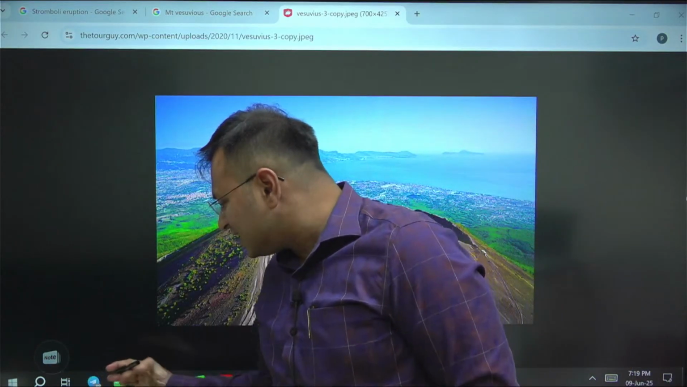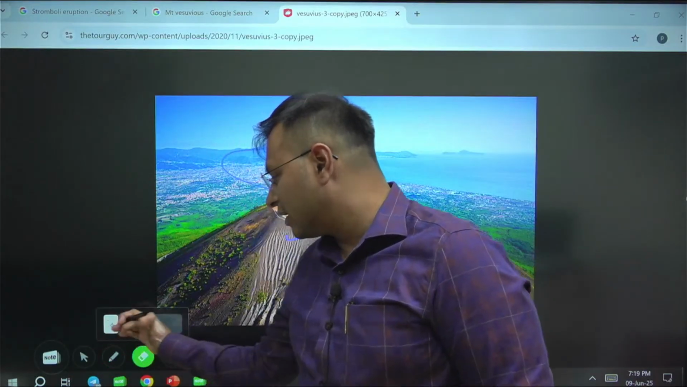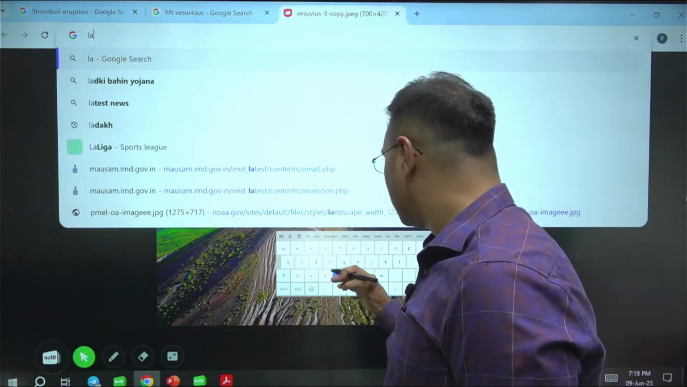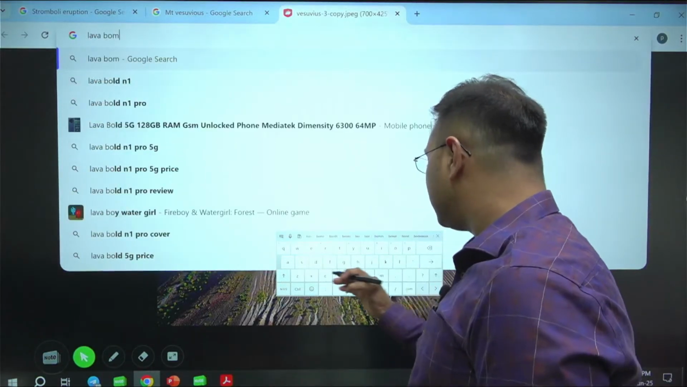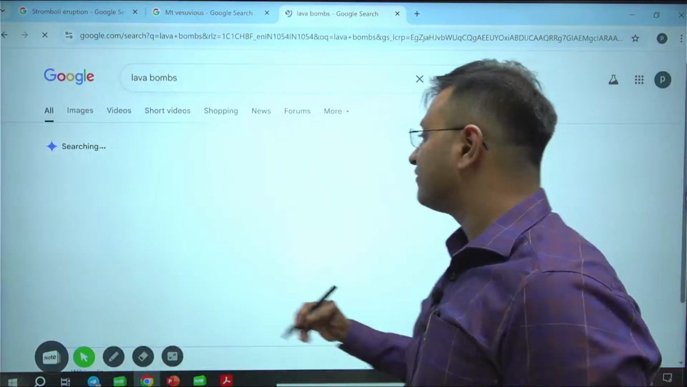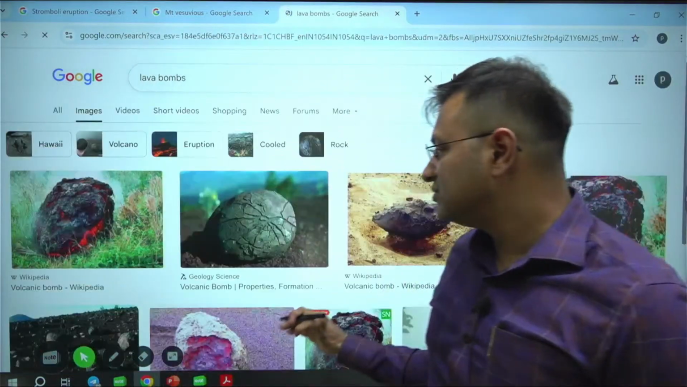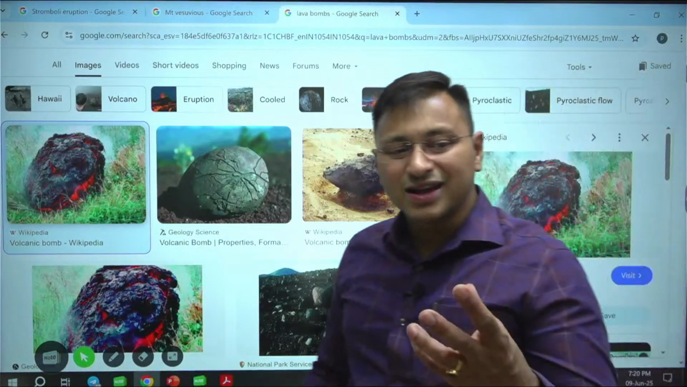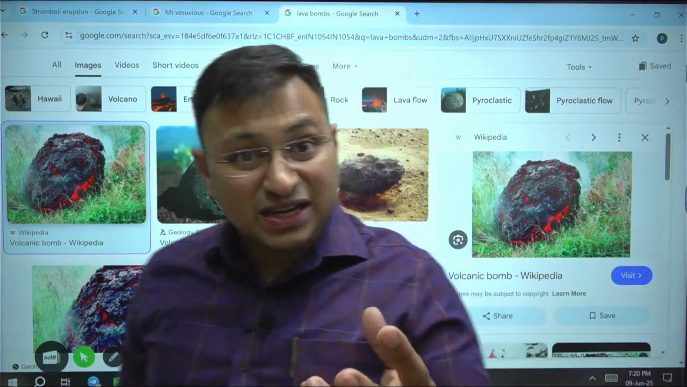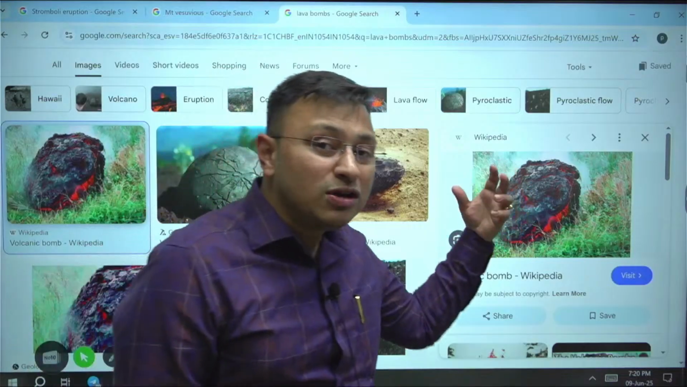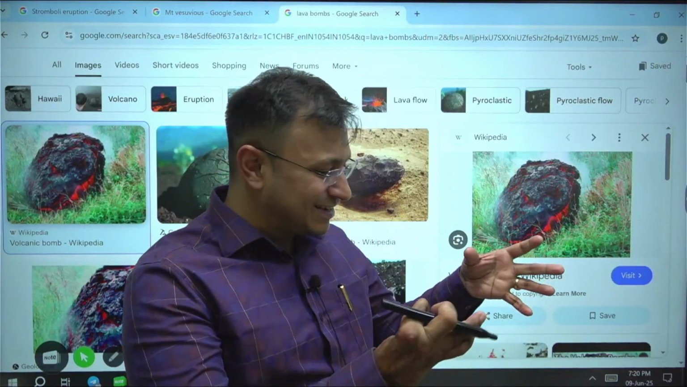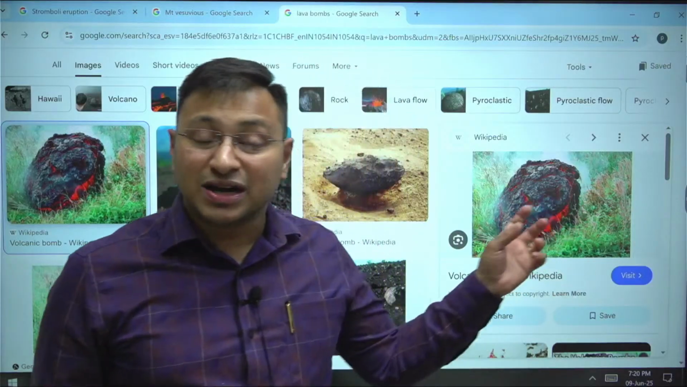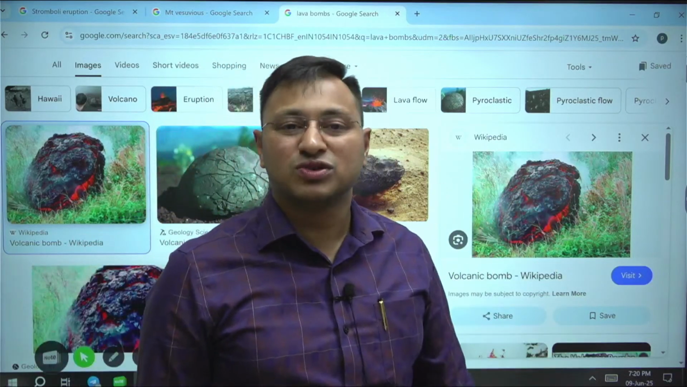Why is this eruption so peculiar, you will be asking me. This eruption is so peculiar because here you find the formation of what? The formation of lava bombs. Thick lumps of pasty magma, thick lumps of pyroclast along with molten rock get accreted together to create such lava bombs, and that is why such eruptions become most deadly.